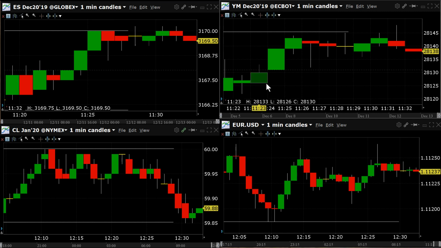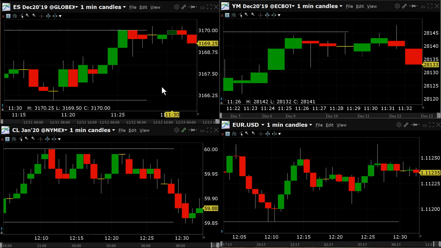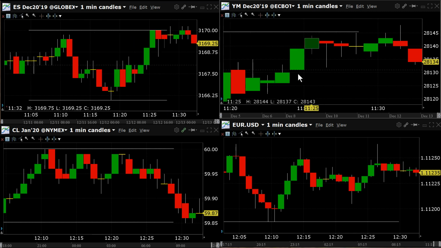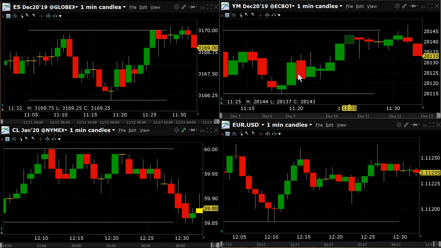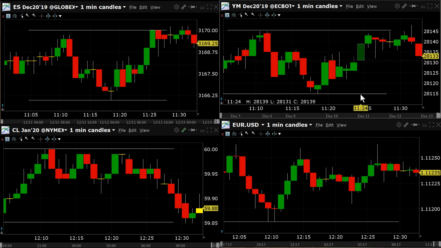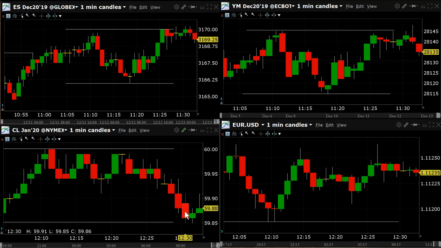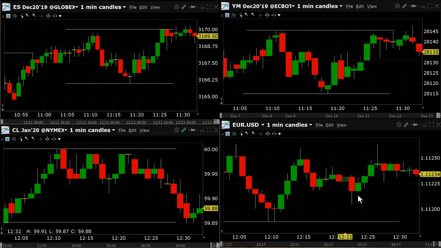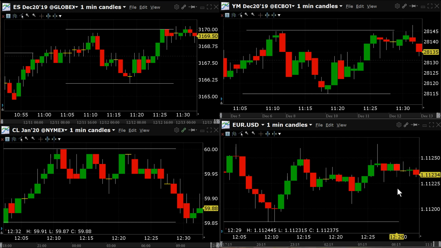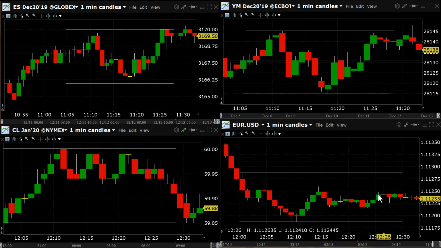Short signal YM. Offset entry to go short YM. Short signal ES. Alright, watch for it to come all the way back, all the way back and break the two bottom lines there. No signal on CL yet. Short signal on Euro US dollar.